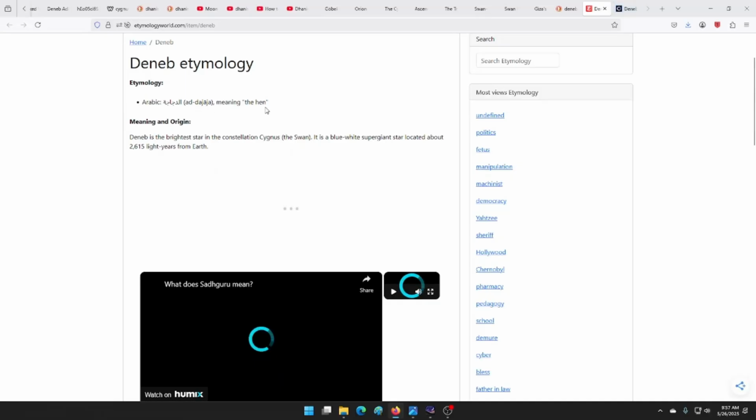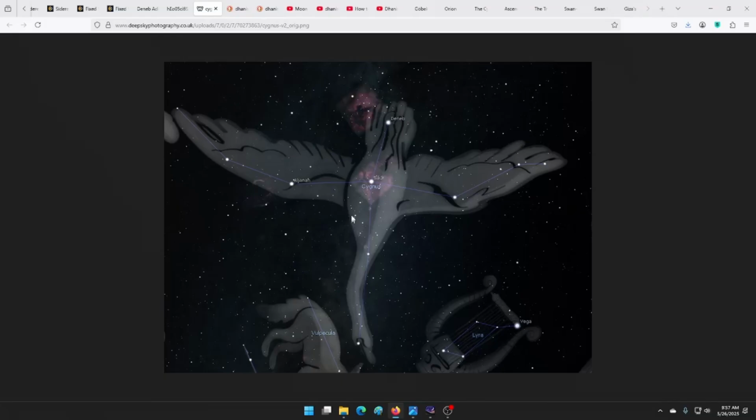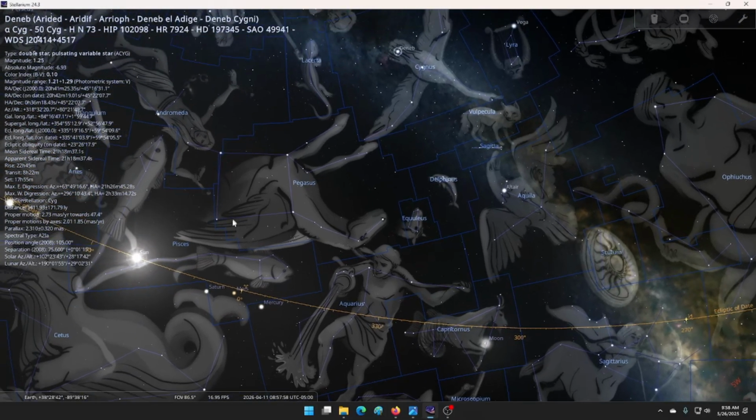Dajaja, which means the hen. So Deneb means hen. So this could be a hen as well. In some cultures, it's a hen. Let's see what the Arabic has for it.